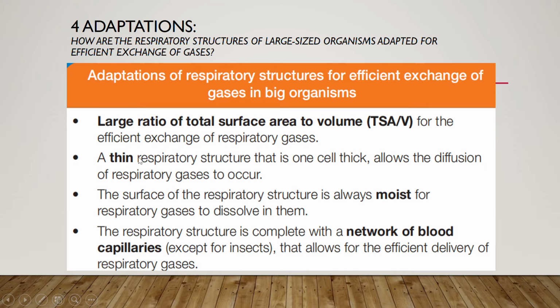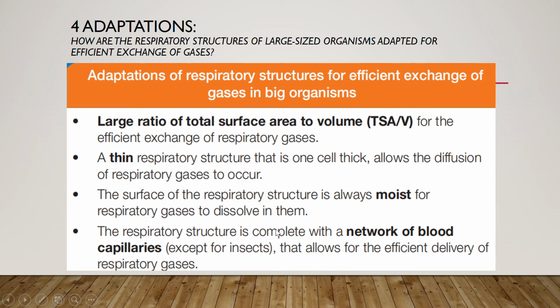The second point is a thin respiratory structure. When you say thin, how thin? One cell thick. Why? The thinner it is, the easier it is for diffusion of gases to happen. The third point is that the surface must be moist. When it is moist, respiratory gases can dissolve in it. When it is dry, these gases cannot dissolve.